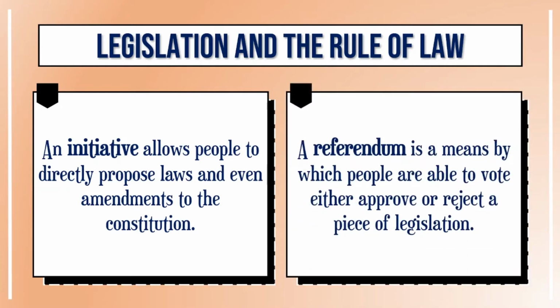On the other hand, a referendum is a means by which people are able to vote, either to approve or reject a piece of legislation. It may be of two classes, namely, first, referendum on statutes, which refers to a petition to approve or reject an act or law, or part thereof, passed by Congress. Second, referendum on local law, which refers to a petition to approve or reject a law, resolution, or ordinance enacted by regional assemblies and local legislative bodies.